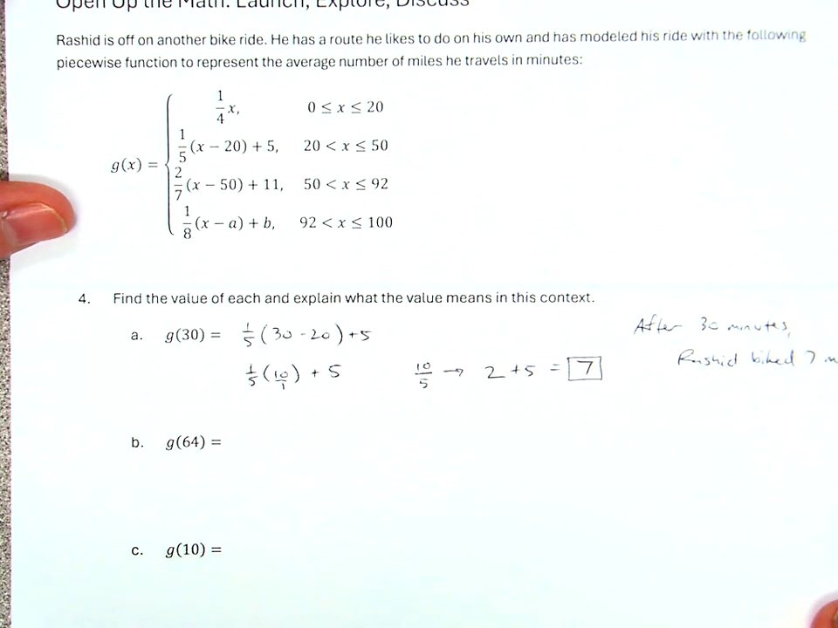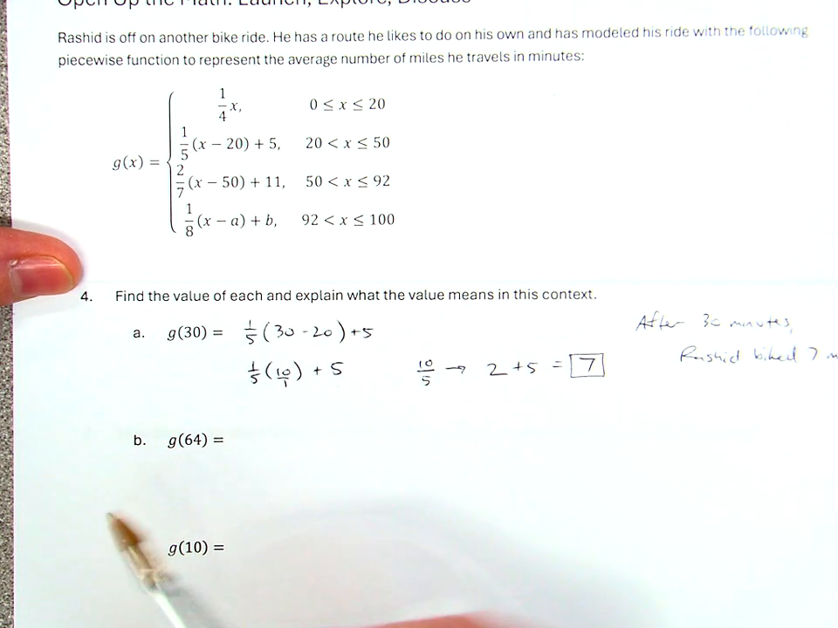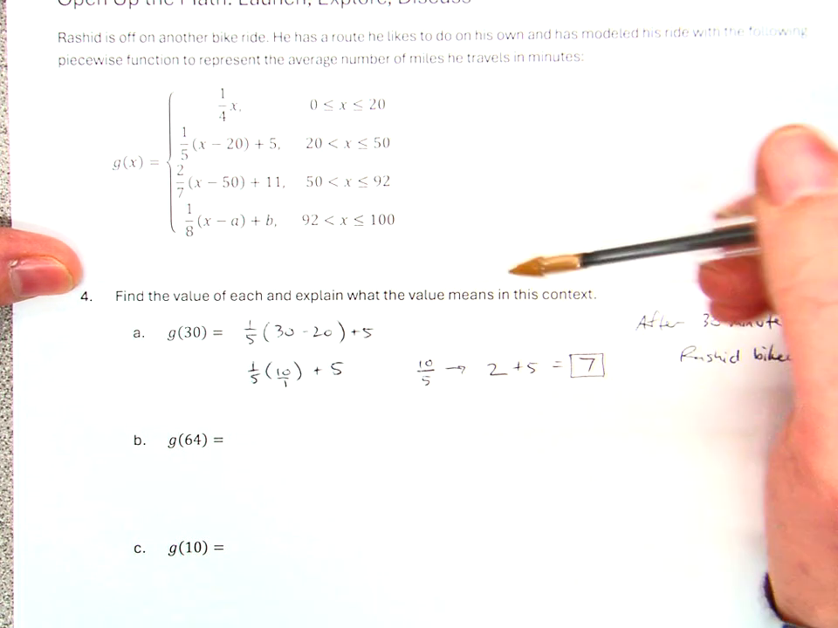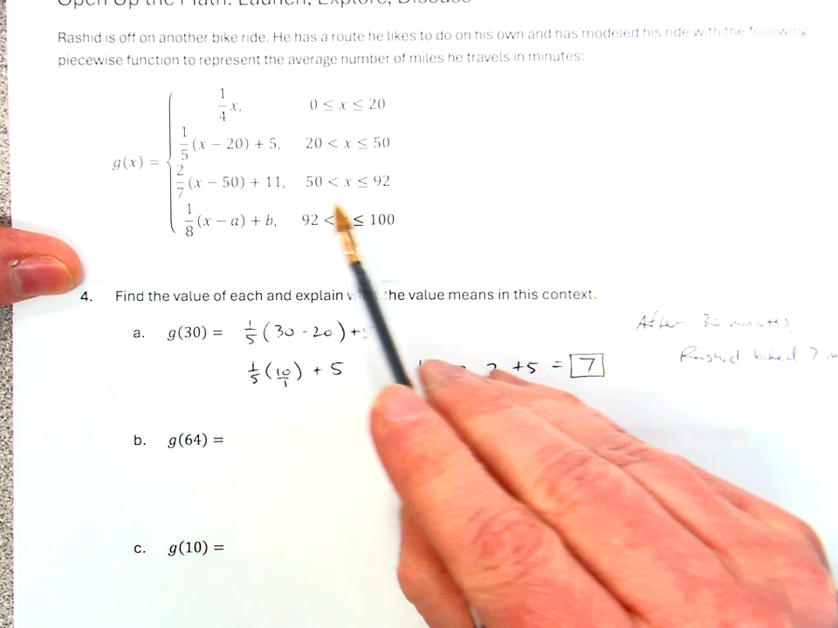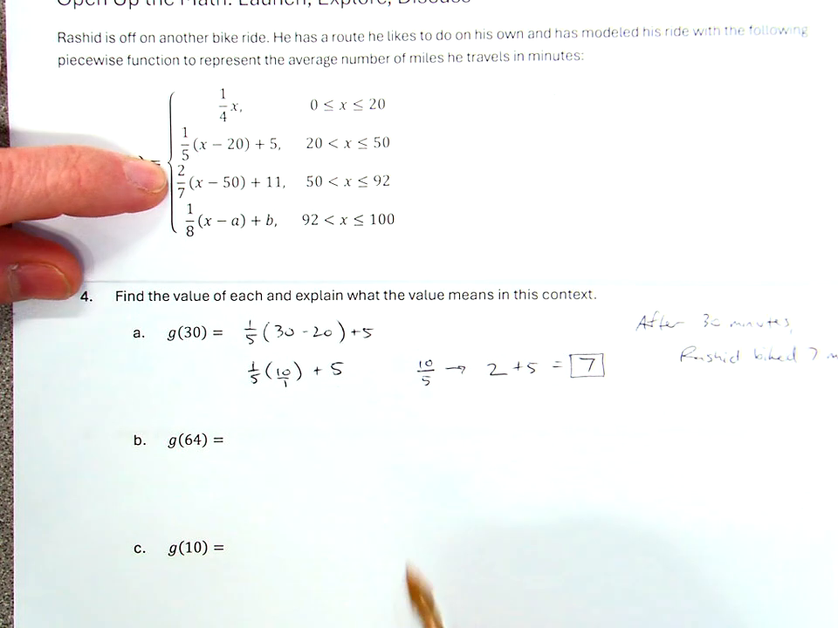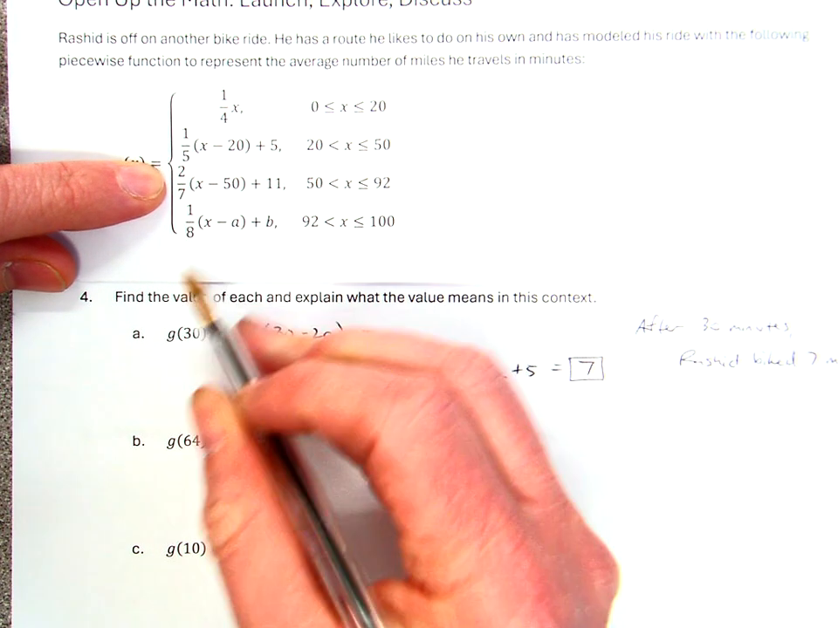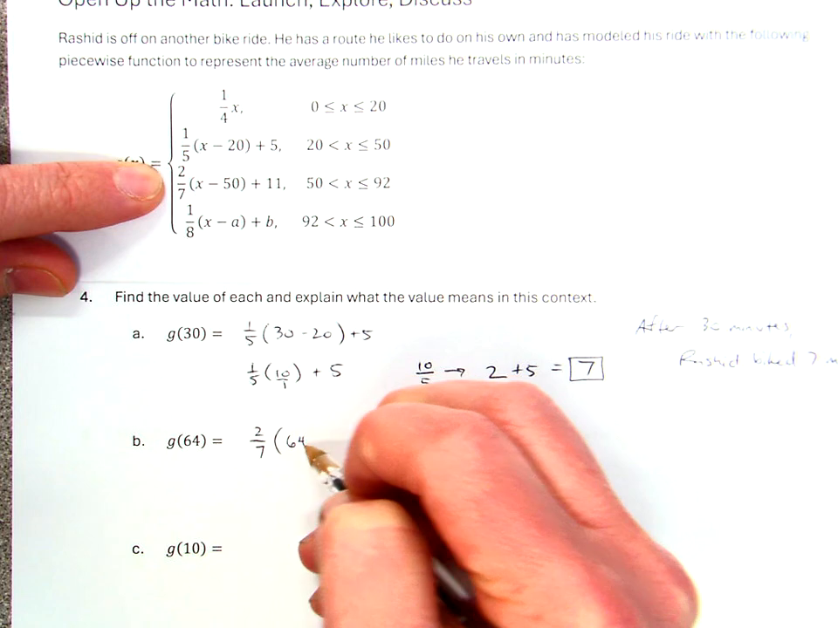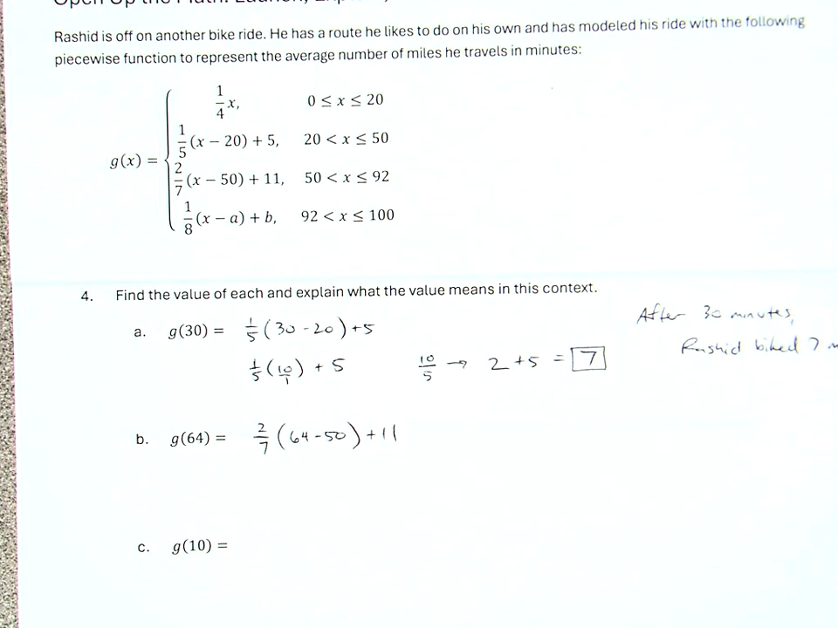What about the next one? So again, we have an x value, 64. Which subfunction do we plug it into? That depends on its domain. 64 falls within the interval of 50 and 92. So we're going to be plugging it into this third one. So I'm just going to rewrite the third function, plug in 64 for x. Then I can simplify this down.